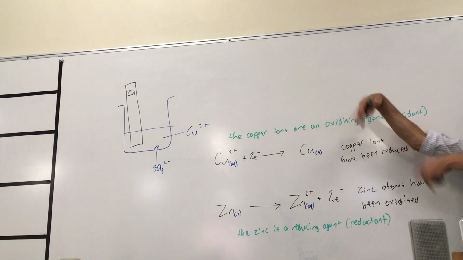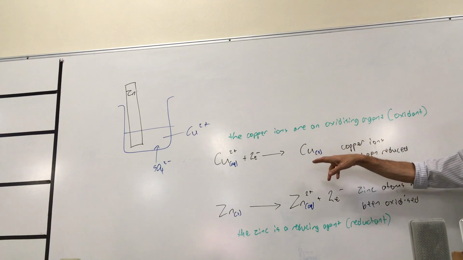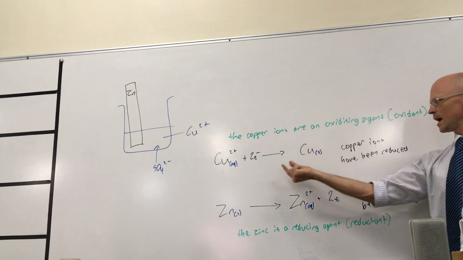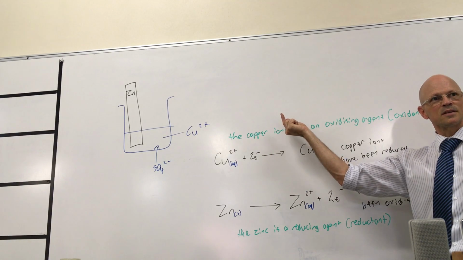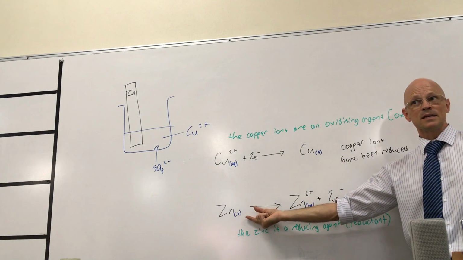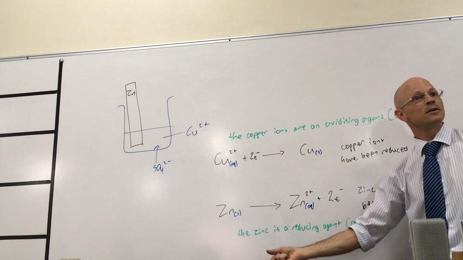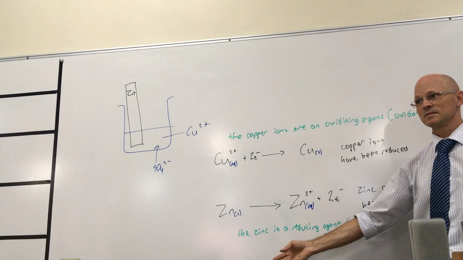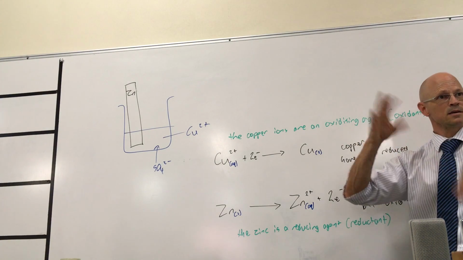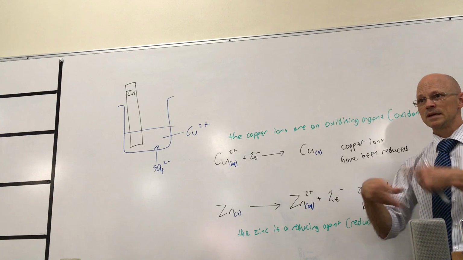So all the terms are related, and it's sort of backwards. The copper ions are reduced, therefore they're an oxidising agent. The zinc is oxidised, therefore it is a reducing agent or reductant. So the terms are fairly interchangeable.